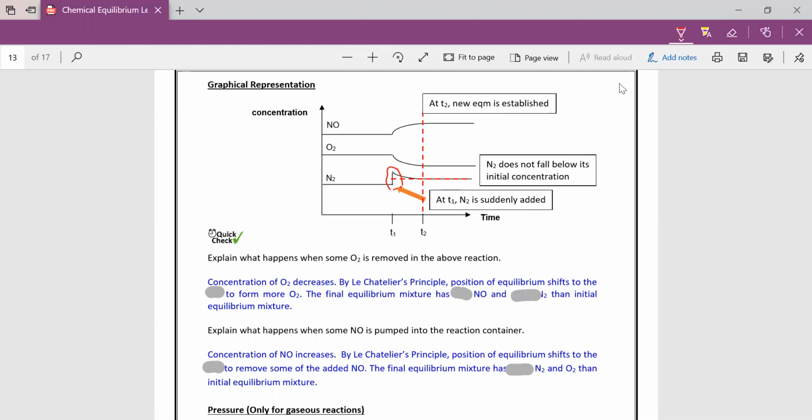So what happens if O2 is removed in the above reaction? The concentration of O2 will decrease. Le Chatelier's principle states that equilibrium will shift to the left, so that we can form more of the O2. So the final equilibrium has less NO and more N2.